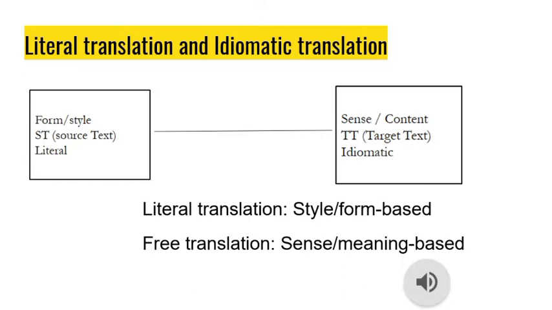Literal translation is more oriented to the style and form of the source language, while free translation or idiomatic translation is more oriented to the sense or meaning of the source text to be rendered into the target text. Well, how about idiomatic? Idiomatic translation makes every effort to communicate the meaning of the source language text in the natural form of the receptor language.